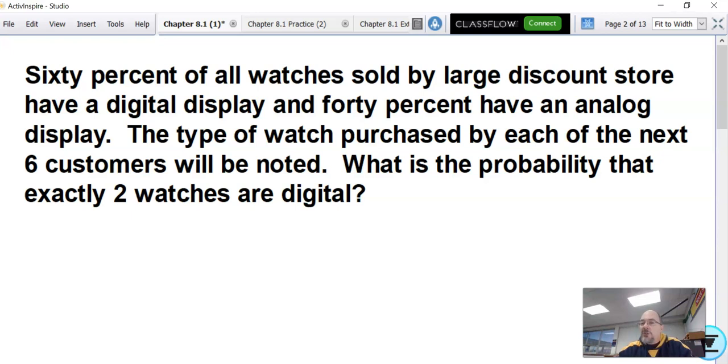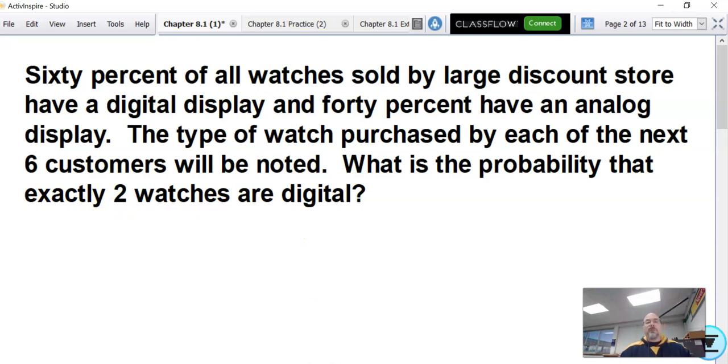60% of all watches sold by large discount stores have a digital display, and 40% have an analog display. The type of watch purchased by each of the next 6 customers will be noted. What is the probability that exactly 2 watches are digital? Okay, so exactly 2 watches are digital?